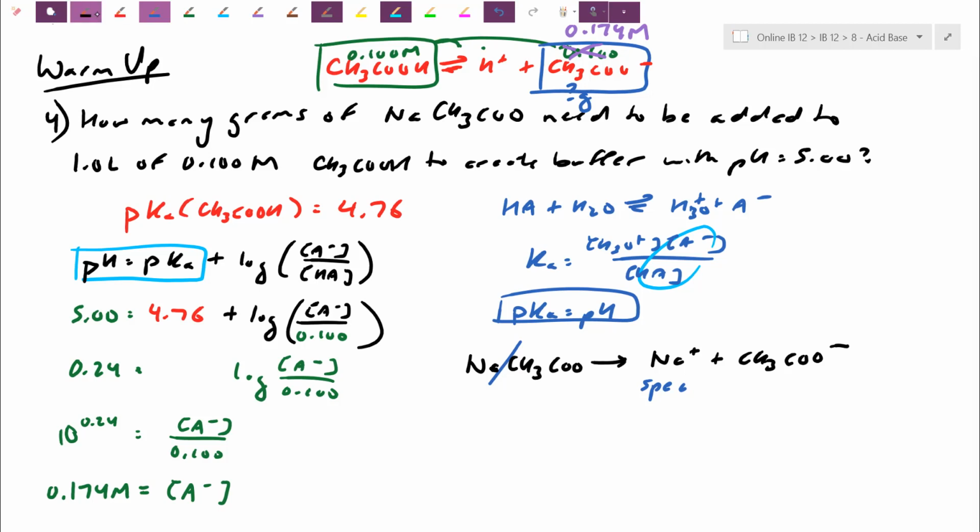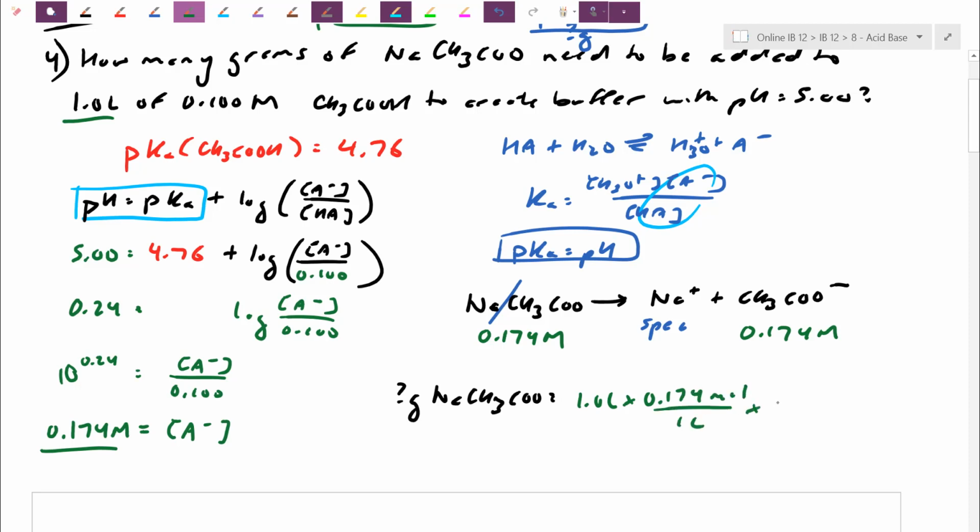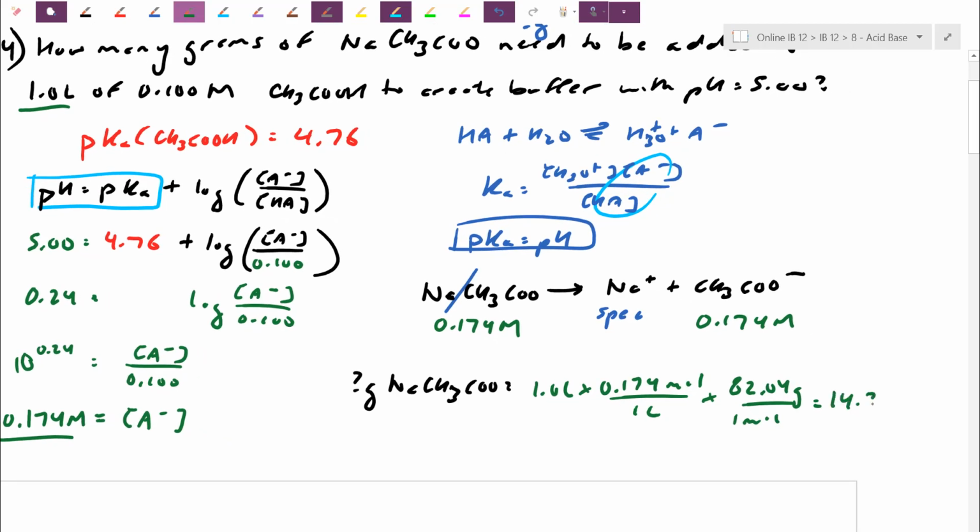In this question, we're just going to look at the numbers. So I have 0.174 molar of acetate. That must have come from 0.174 molar of your salt. And now we're ready to find grams. Reminds me I do need to use molar mass to get to grams. So now I know my volume was just 1 liter. The concentration is supposed to be 0.174. Let's go 1 liter times 0.174 moles for a given liter. We're going to multiply it by the molar mass, 82.04 grams for a given mole. And this gives me 14.3 grams.